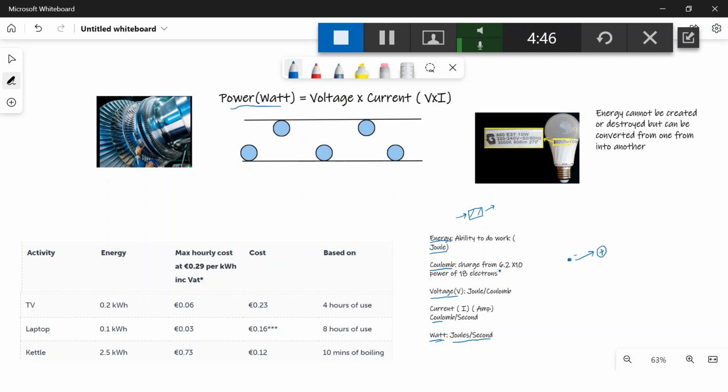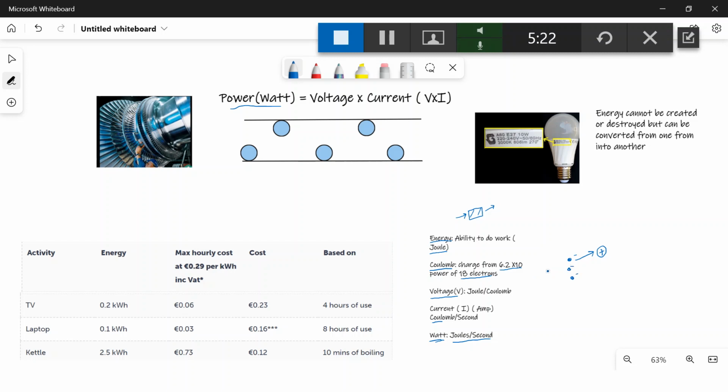To put it into context, the number of electrons that make up a coulomb is 6.2 multiplied by 10 to the power of 18. That's 6, 2, and then 17 zeros after it. That's how many individual negatively charged electrons make up what's known as a coulomb.